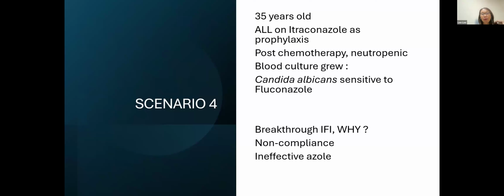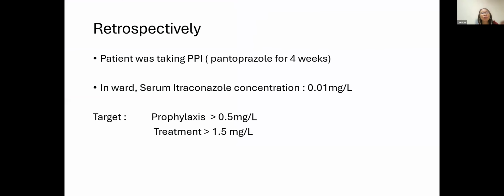Is it due to non-compliance, or because of an ineffective azole because we're using the generic version of the azole treatment? So retrospectively, when you ask further questions, this patient admitted that he has been taking PPI, pantoprazole, for the past 4 weeks. So in the ward, we quickly drew blood for serum itraconazole concentration measurement. And true enough, the concentration is very low, far below the targeted range for prophylaxis.